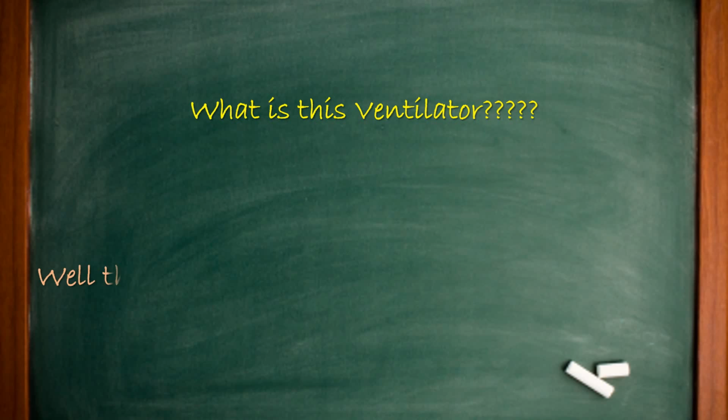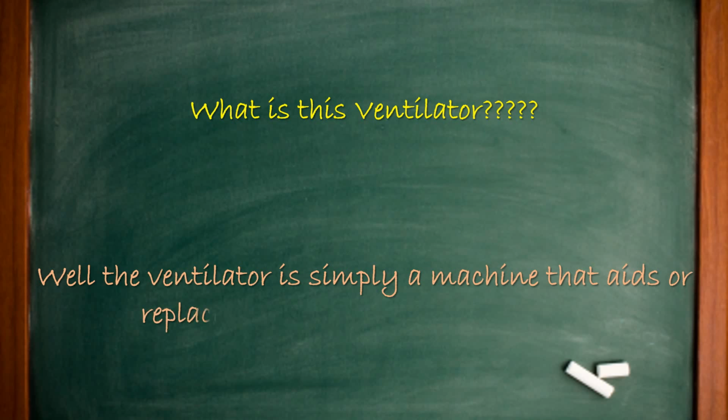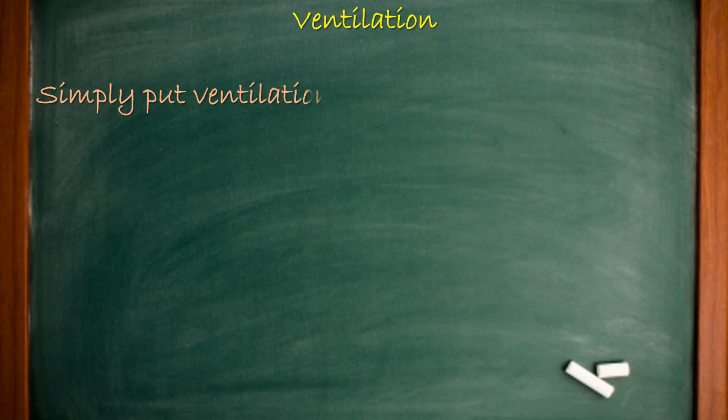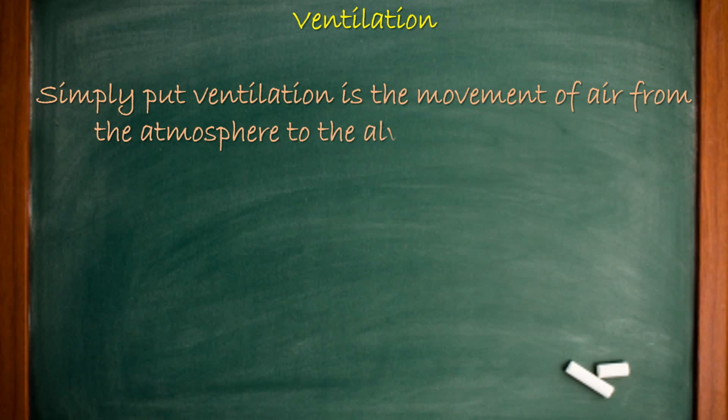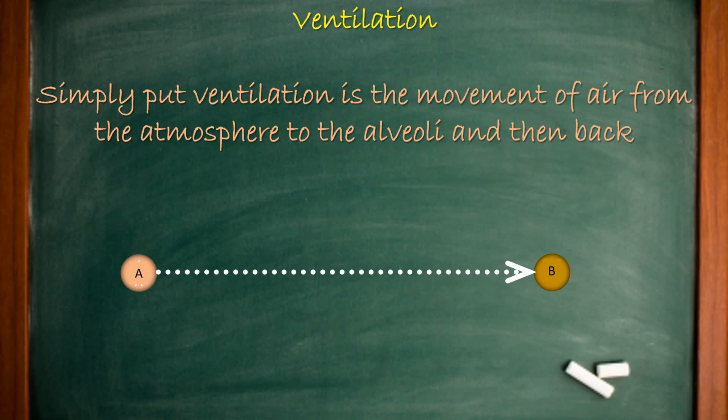So what is this ventilator? Well, simply put, a ventilator is a machine which aids or replaces the patient's ventilatory efforts. So then what is ventilation? Ventilation is basically the movement of air from the atmosphere to the alveoli and then back. Now for this movement to occur, say from point A to point B, there has to be a pressure difference between these 2 points. And the first part of this video attempts to understand these pressures that are developed in a normal spontaneous ventilation.